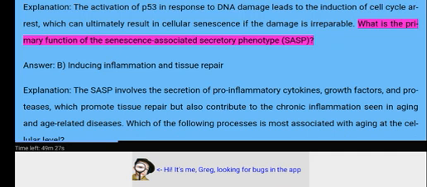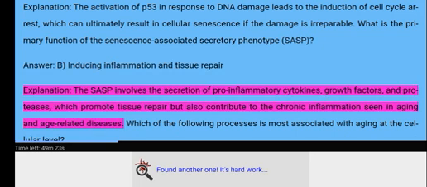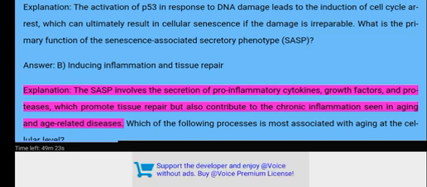What is the primary function of a senescence-associated secretory phenotype, SASP? Answer: B. Inducing inflammation and tissue repair. Explanation. The SASP involves the secretion of pro-inflammatory cytokines, growth factors, and proteases, which promote tissue repair but also contribute to the chronic inflammation seen in aging and age-related diseases.